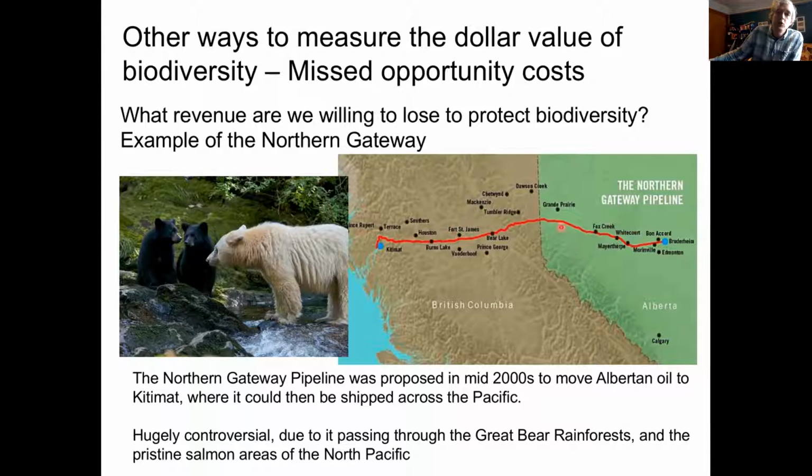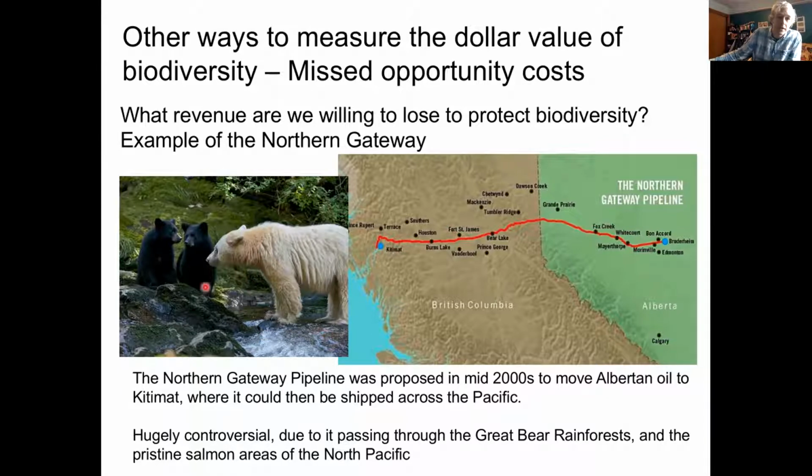However, this pipeline was hugely controversial, and the main reason was it passed through an area called the Great Bear Rainforest. So this is the Great Bear Rainforest. It's home to this really quite special animal. This is called the spirit bear. So this is actually a black bear. It's not a polar bear, but there's a group of black bears as a subspecies in the Great Bear Rainforest that have this genetic mutation whereby some of the females are white.